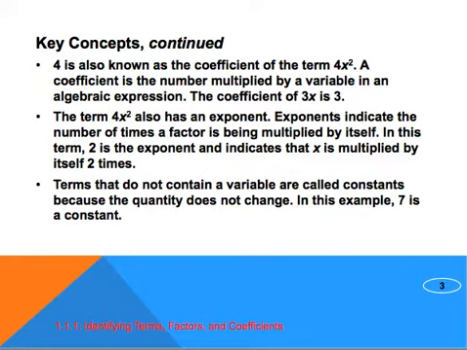Terms that do not contain a variable are called constants. Constants don't change. That value stays the same. You're not going to multiply it by a variable to change it. So in our example, 7 is a constant.